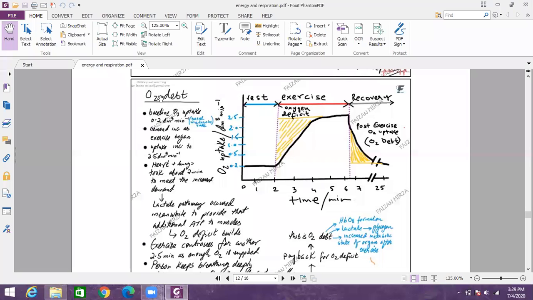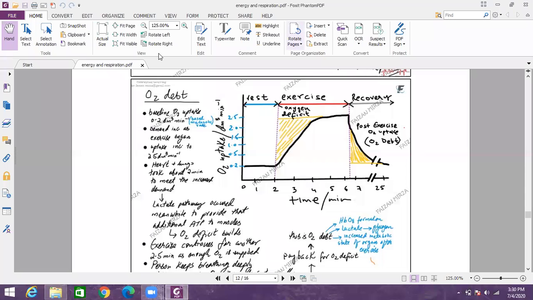Okay, students. So right now we are discussing the topic of oxygen debt. What is oxygen debt? This is what we'll be discussing today, and I'll explain it to you with the help of a graph that I'm displaying to you on the screen.